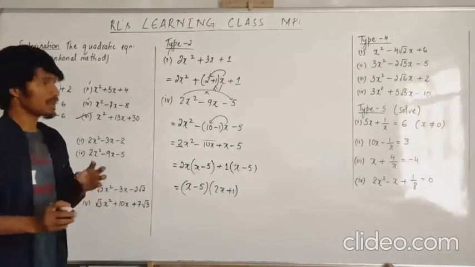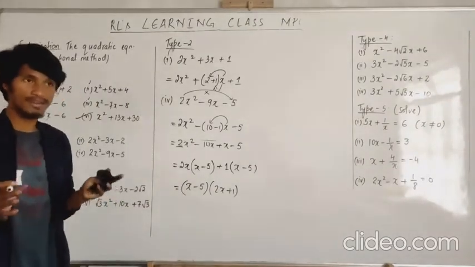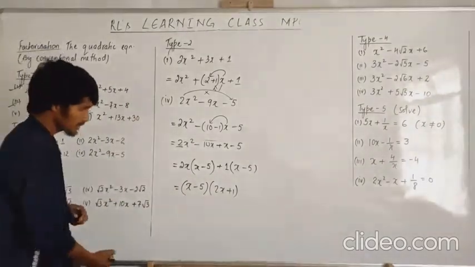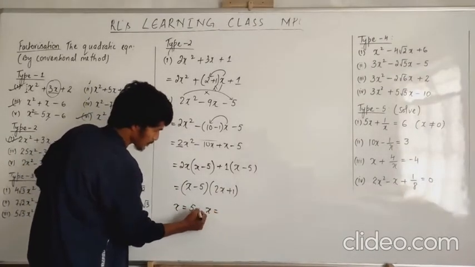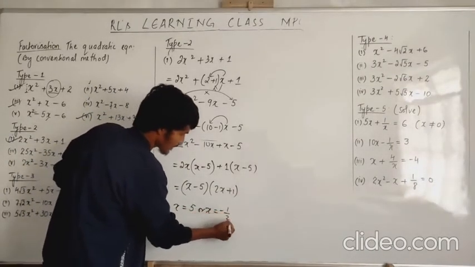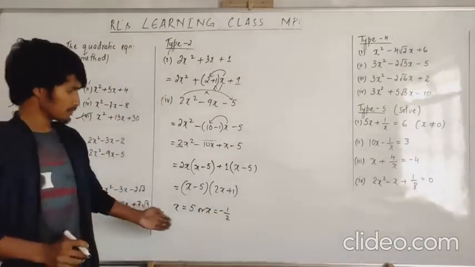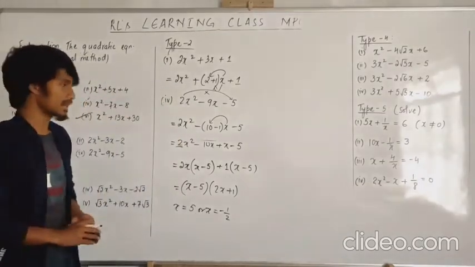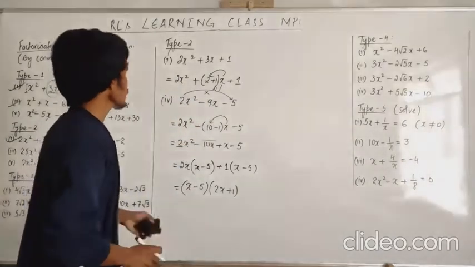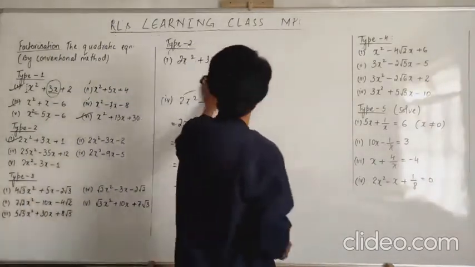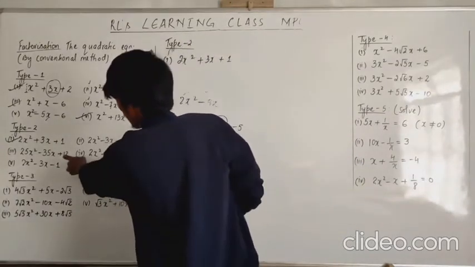Now if they ask to solve, meaning find the zeros or the solution of this quadratic equation, then here we get x is equal to 5, and here x is equal to minus 1 by 2. This we will do in another class, how to find the zeros of a quadratic equation. Okay, now let's solve question number 3.